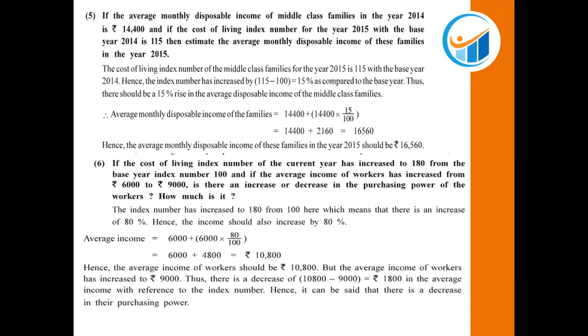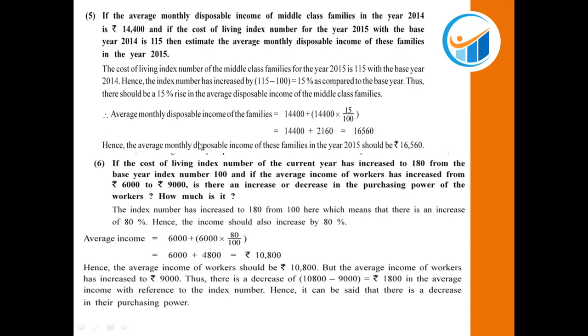Now you understand very easily what I mentioned here. Compared to the base year 2014, in the year 2015 index number will become 115. So practically what we can say, your income should be required to be increased by 15%. So for that our calculation is like this. The cost of living index number of middle class of family in the year 2015 is 115 with the base year 2014, as the index number has increased by 15% as compared to the year 2014, that is base year. Thus there should be a 15% rise in the average disposable income of the middle class families.